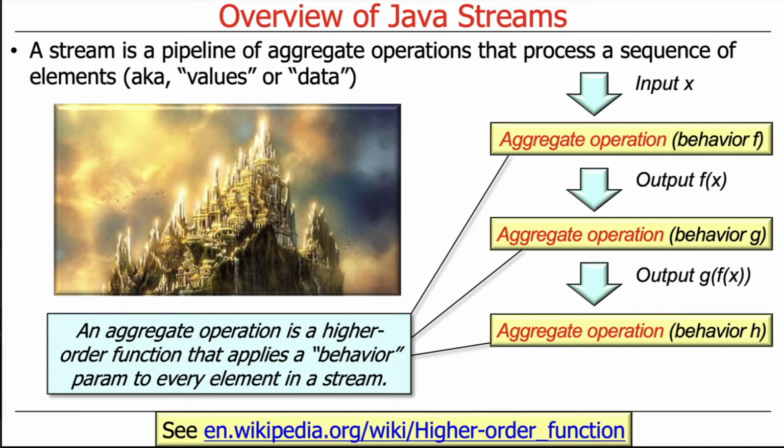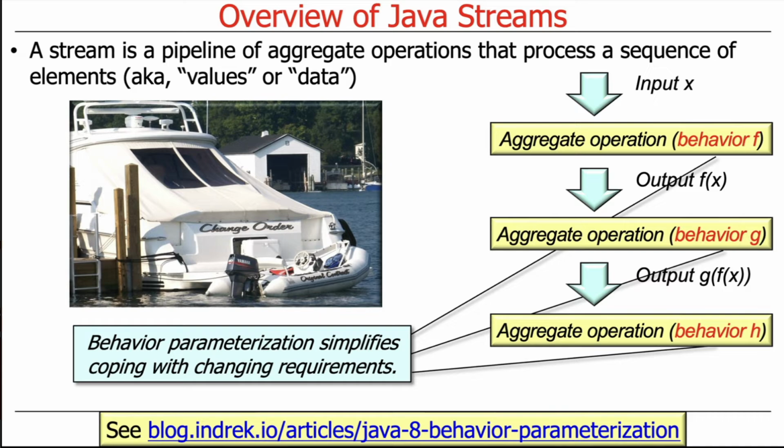And you can read more about higher order functions here. Don't let higher order functions, it sounds really ethereal and mysterious and highfalutin. It's just a function that takes a function as an argument, or returns a function. This concept of passing behaviors to aggregate operations is very important, because that allows us to modify the behavior of the program without changing its structure very much, which is a big win.